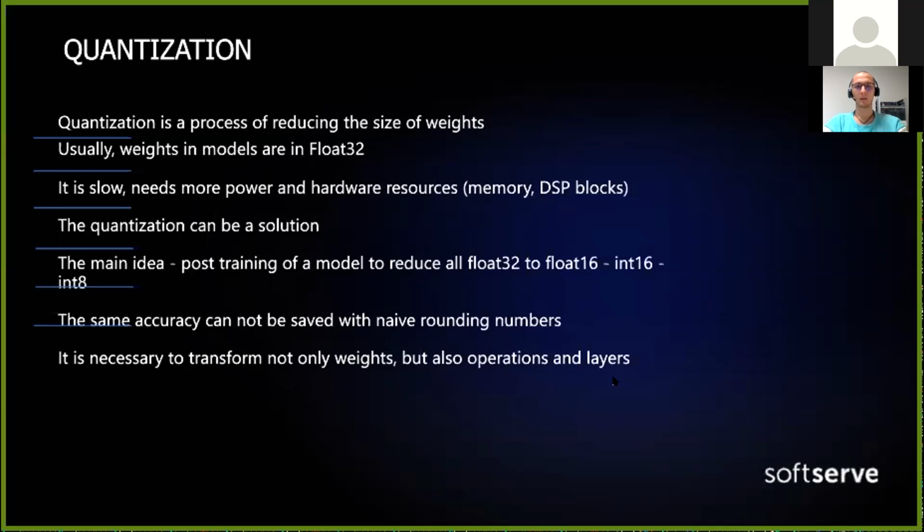And also it is necessary to transform not only weights but also operations and layers. That's why when you write any model that you want to deploy on FPGA, you need to use only those layers that are supported by the framework that you want to use to quantize the model. It's an important thing, and you need to check the documentation before you start developing the model.